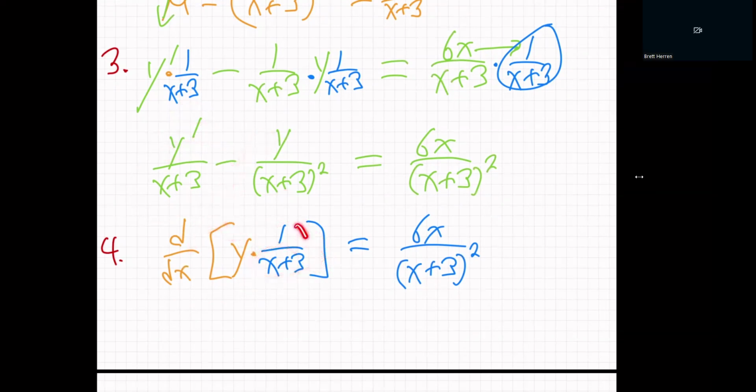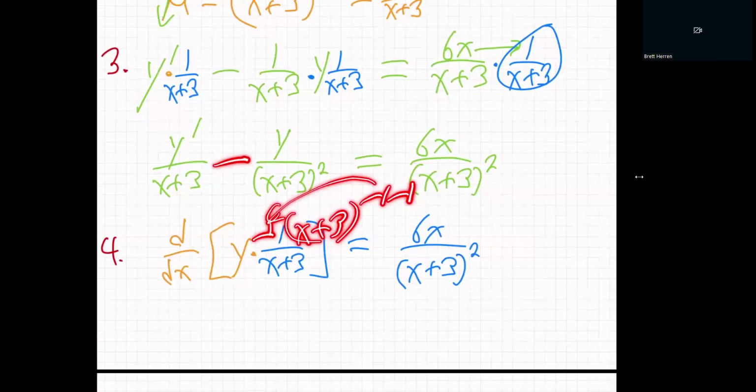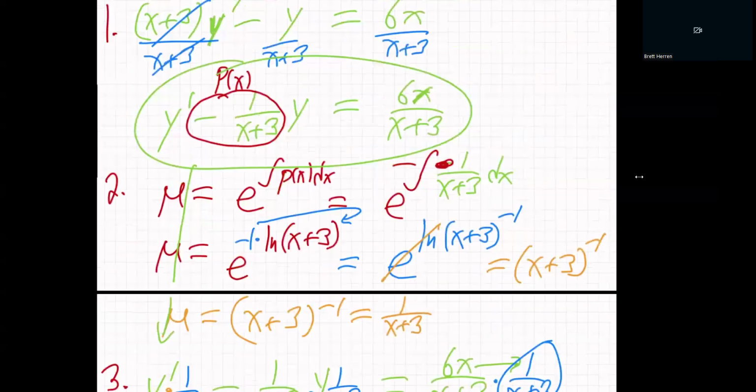Plus, then the first one unchanged times the derivative of the second. Now, what's the derivative of that? Well, that's really x plus 3 to the minus 1. So it'd come down, be minus. There's the minus. And then subtract 1 would be minus 2 power, so 2 in the bottom. That's right. Okay, great. That's a little trick.